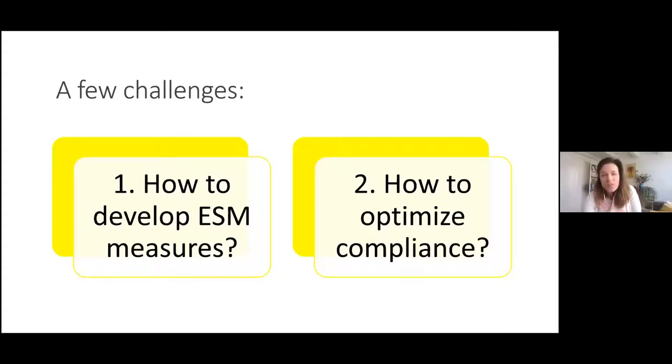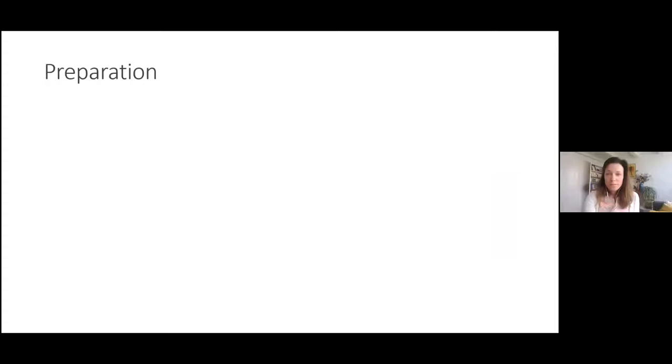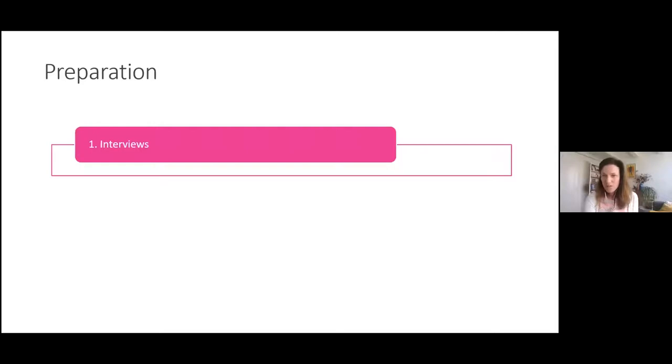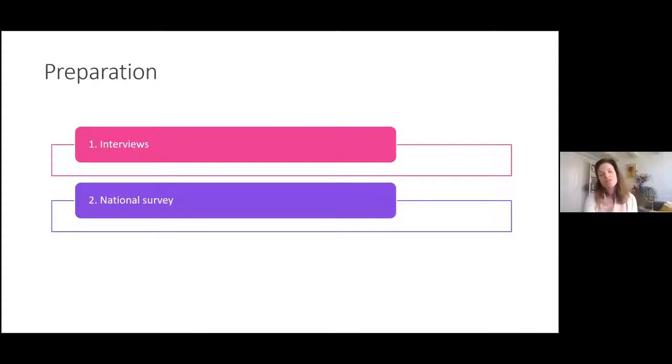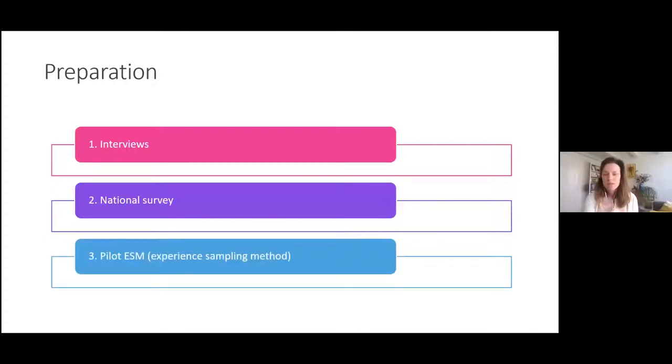Of course, if you want to adhere adolescents specifically to you for 21 days, 6 times a day, you might want to know how to optimize compliance. So how can we make it as attractive as possible for adolescents to participate and minimize hurdles? Therefore, we needed a few steps to prepare. So of course, we dove into the theory and methodology for developing this study, but we also conducted 3 separate preparatory studies. First of which was interviews, then we conducted a national survey, and finally a pilot ESM study.